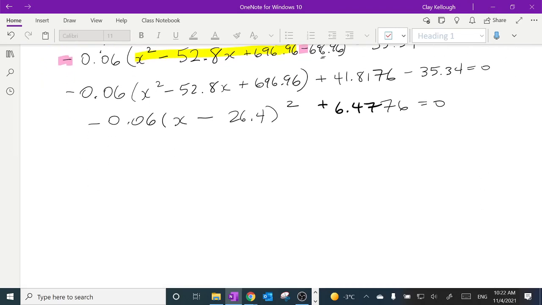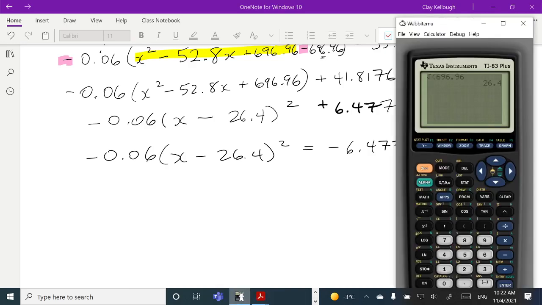Next we are going to move that to the other side of the equation. And we're just going to do algebra with ugly decimals. But we've got our calculator to help us. It's not so bad. I'm going to now divide both sides by negative 0.06. So I'm going to go back to the calculator and go negative 6.4776 divided by negative 0.06, 107.96.